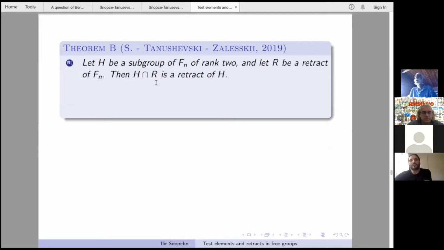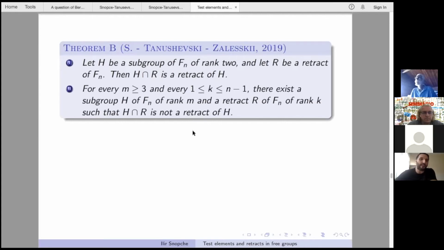And let R be a retract of Fn. Then H intersection R is a retract of H. Okay? So when we intersect subgroups of rank 2 with retracts, we again obtain a retract of this subgroup. But on the other side, unfortunately, the second part of the theorem gives a negative answer in general to Bergman's question. And so what is the result?